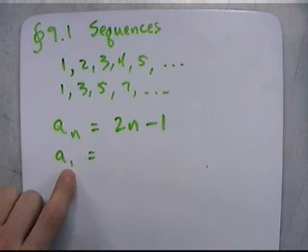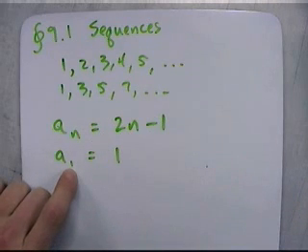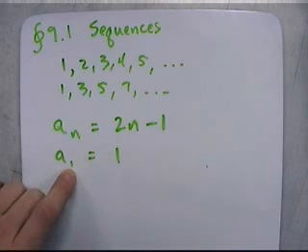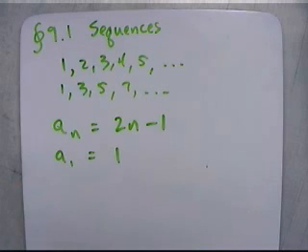So if I want to find a sub 1, I would just plug a 1 in for the n. And so 2 times 1 minus 1 would be 1. So a sub 1 would equal 1 on this first one. Have you ever had a negative n? You could, yes. Technically you can start at whatever you want to start at. Usually it's 0 or 1, the very common ones, but usually not the negatives.